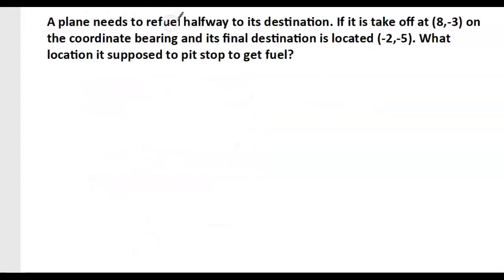So we get a more application question here. A plane is to refuel halfway to its destination. It takes off at the point (8, -3) on the coordinate grid, and its final destination is located at (-2, -5). What location is it supposed to pit stop at to get fuel? We know that this plane gets fuel at the halfway, and halfway means midpoint, so the midpoint can help us. Halfway is the same as midpoint.